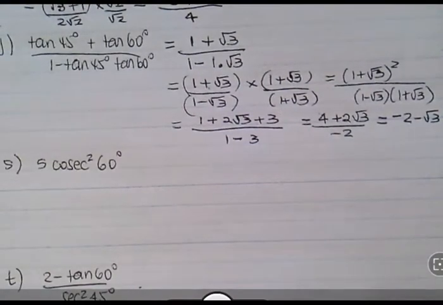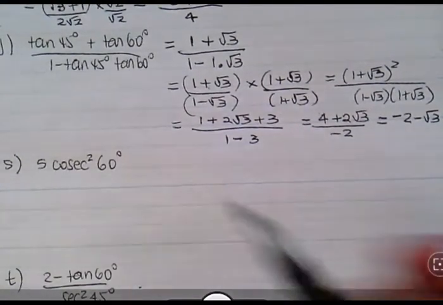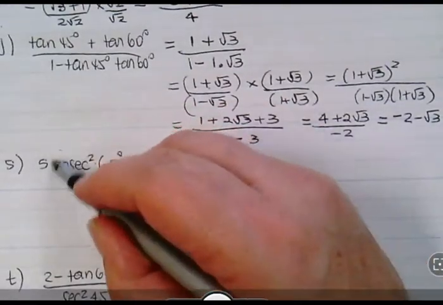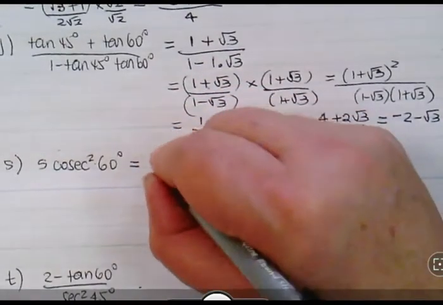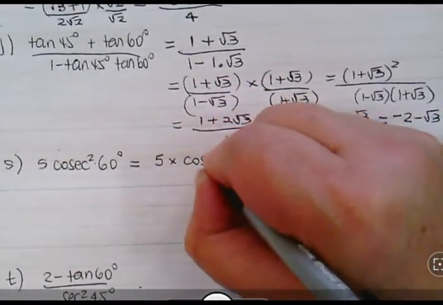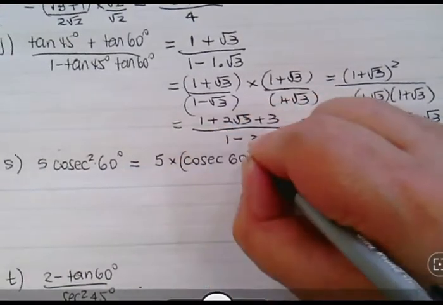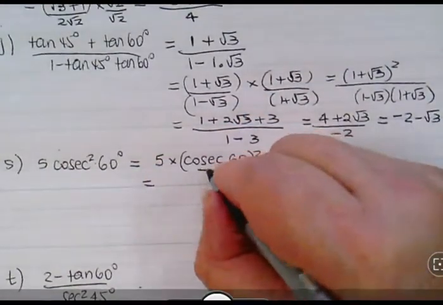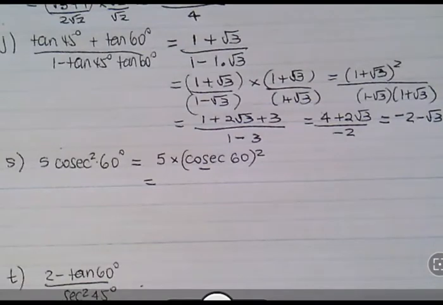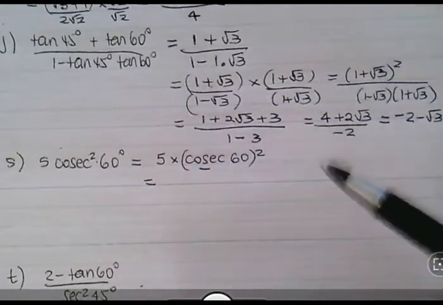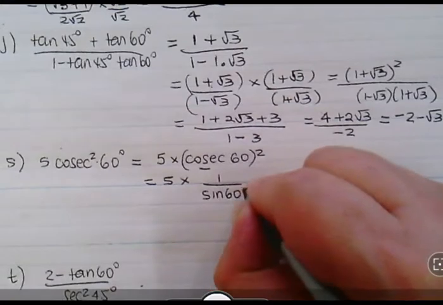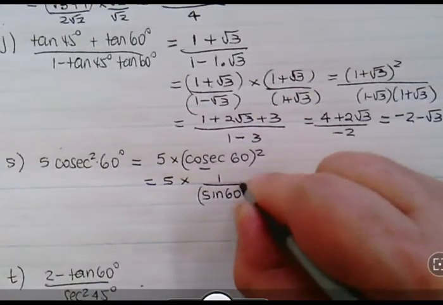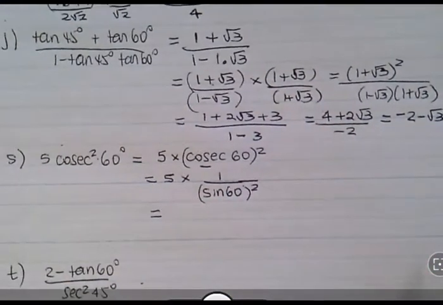Now, when I want to write cosec 60 squared, they put the squared here. They don't put the brackets there and write squared. So this is cosec 60 squared. So that means 5 times the cosec of 60 squared. That's what it means. Now, cosec is the reciprocal ratio for what? Sine. So it's 5 times 1 over sine 60 squared. Now, what does sine 60 equal?